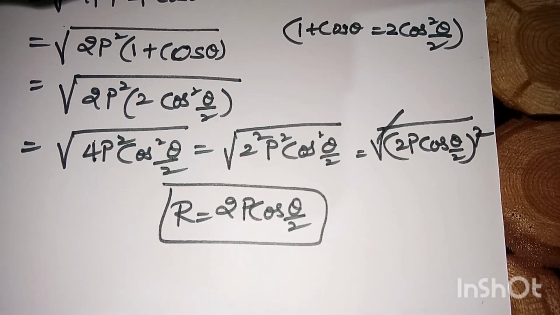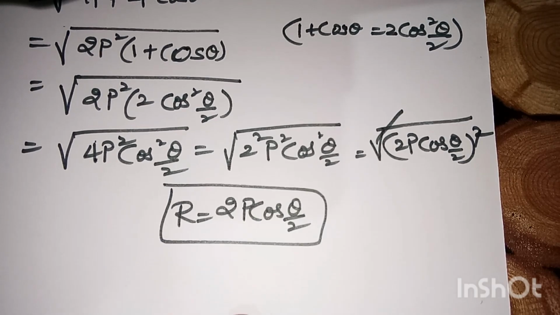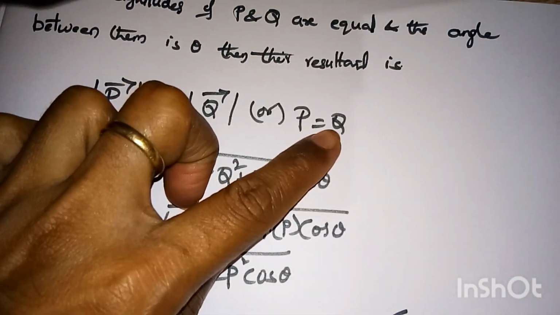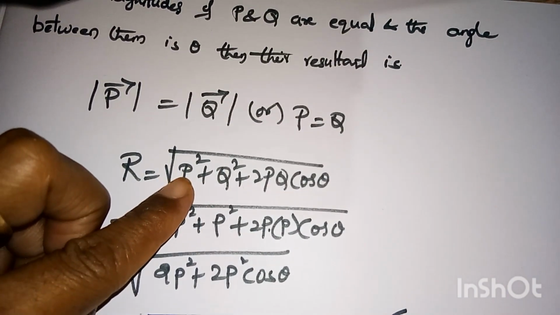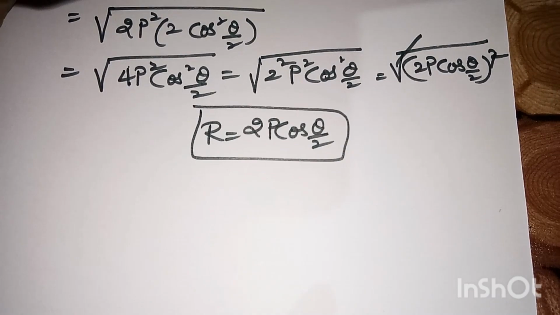When magnitudes of two vectors are equal, then the resultant becomes 2P cos theta by 2. If, for suppose, we take P equal to Q, in place of P if you take Q, you will get 2Q cos theta by 2.